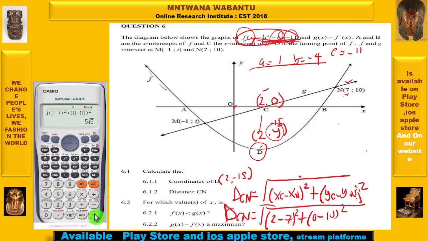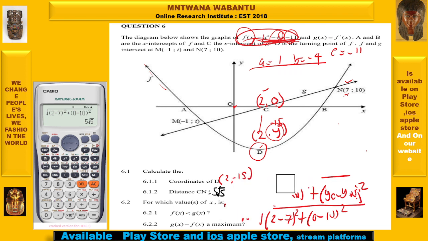Okay. So my answer here is 5 square root of 5. So the distance of CN is 5 square root of 5. Let's use another color here. Distance equals 5 square root of 5 units.